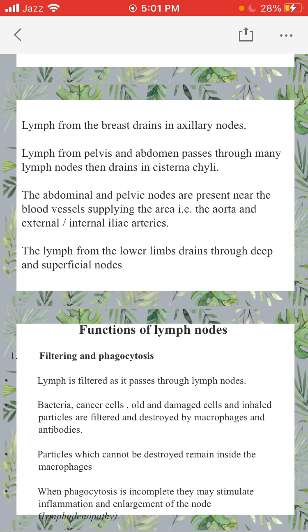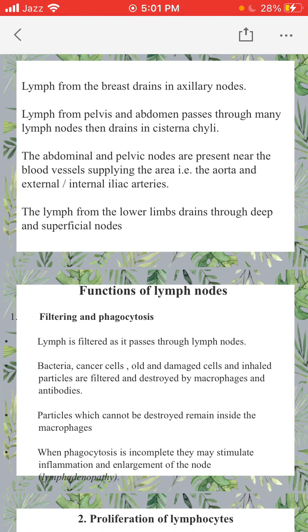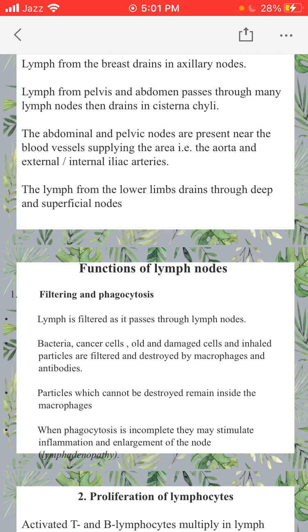So phagocytosis also occurs in the lymph nodes. Particles which cannot be destroyed remain within the macrophages. When phagocytosis is incomplete, they can stimulate inflammation of the lymph node, and this inflammation can cause enlargement of the lymph node. This enlargement is called lymphadenopathy. So in various infections we can see enlarged lymph nodes, and we can palpate these lymph nodes.